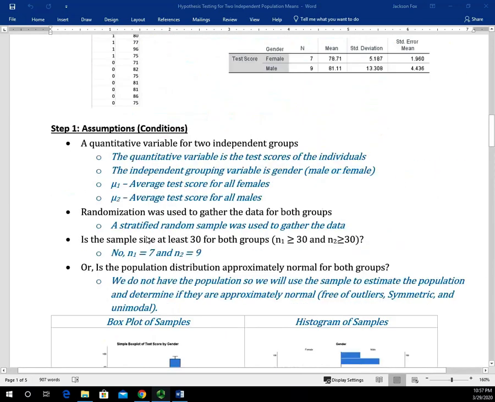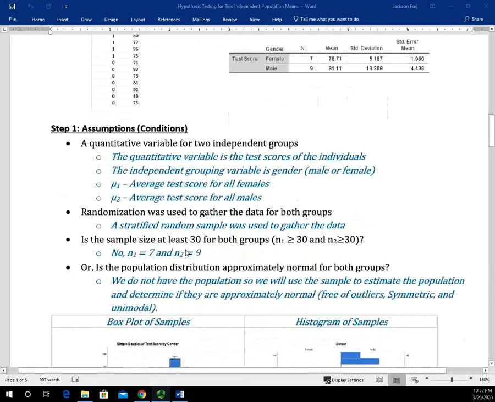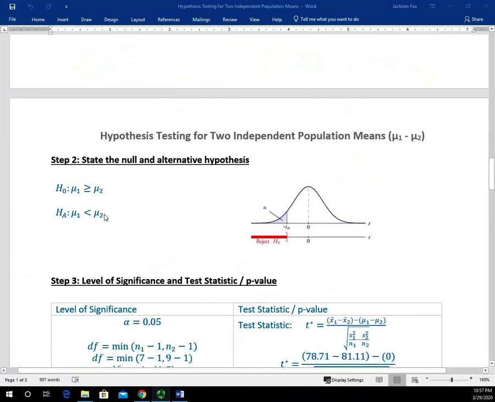So let's go back up top and take a look at this. So when we look at this, it says we are studying STEM test scores in education. Would like to know if males perform better than females on average. So the better than right there is essentially saying greater than, all right? And that's a symbol that we're going to use in H sub A. So when we go down here, we're saying that the males right here, mu of group 2, perform better than the mean of females, or females perform worse than males, if you want to think about it that way. So that's H sub A right there, and we got that from the problem statement.